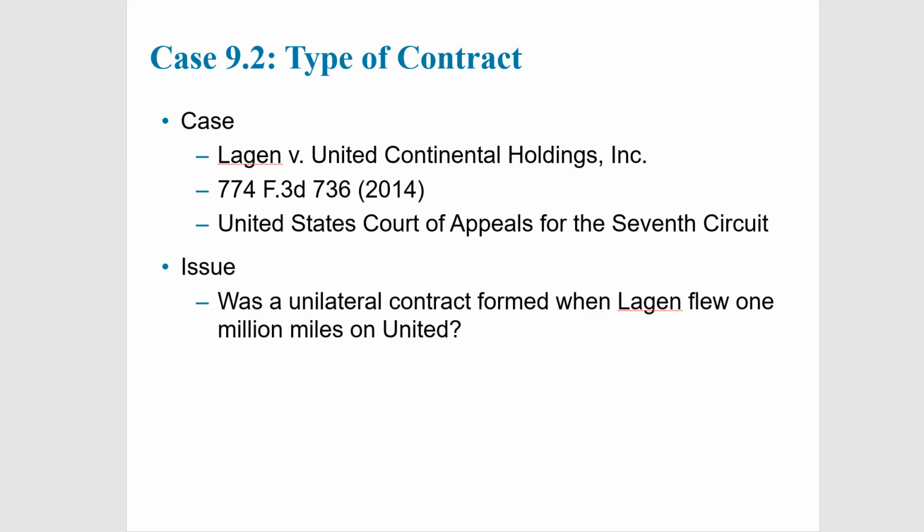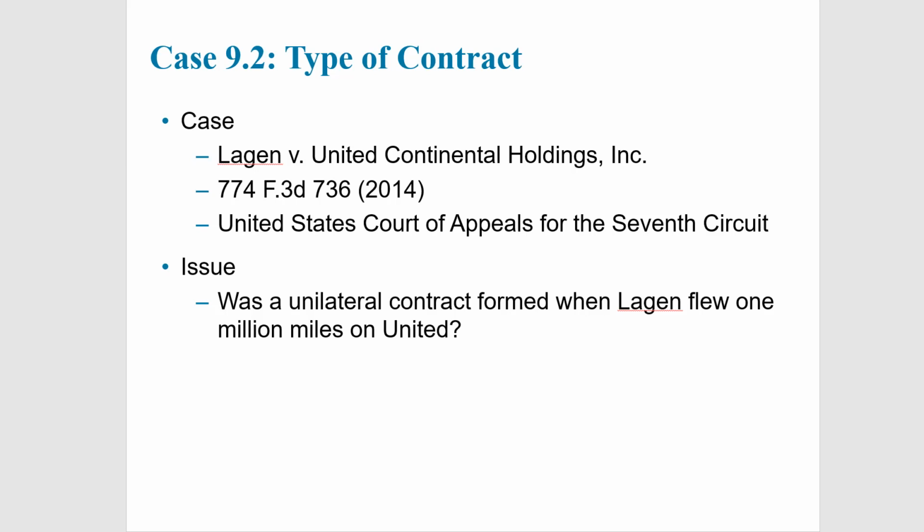In this case, Ligon versus United Continental Holdings, it involved a flight miles rewards program offered by United. The idea was that if a customer flew 1 million miles, they would get all these additional bonus rewards. But in the contract language, United reserved for themselves the right to change the terms of that program at any point. So Ligon flew his 1 million miles. He went to claim all his rewards, and then United changed the terms, so he wasn't getting nearly as much as he thought he was going to.